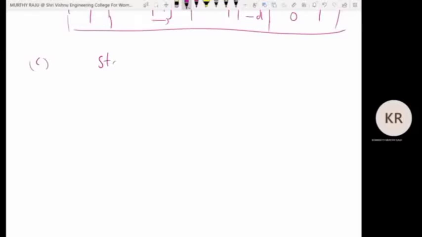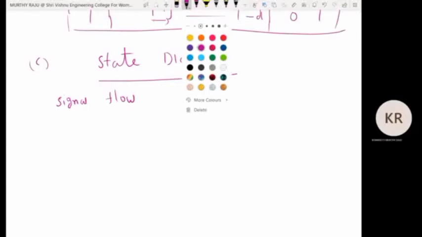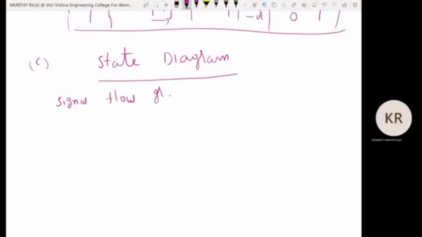Next, the state diagram. By using some signal flow graphs, draw the state diagram. With the help of these signal flow graphs, draw the graphs. State A.